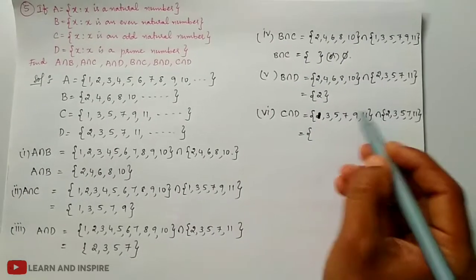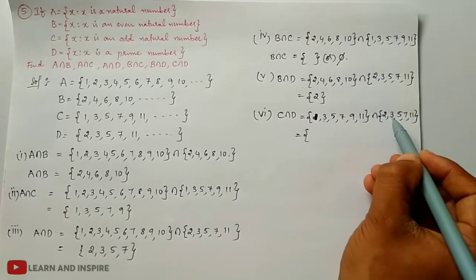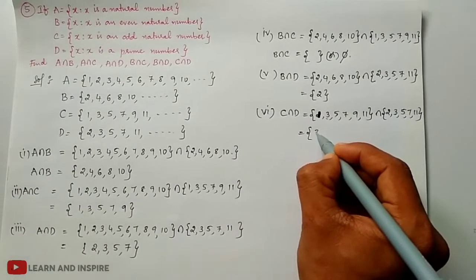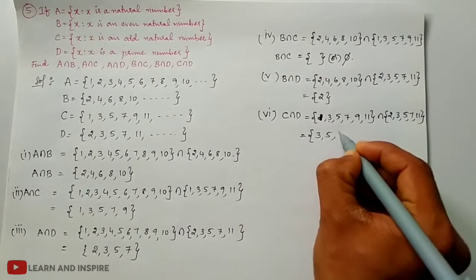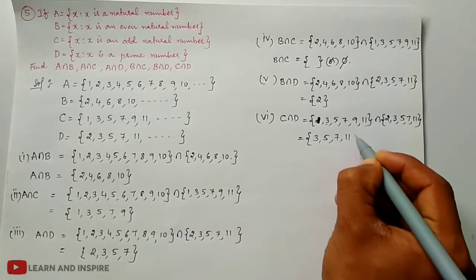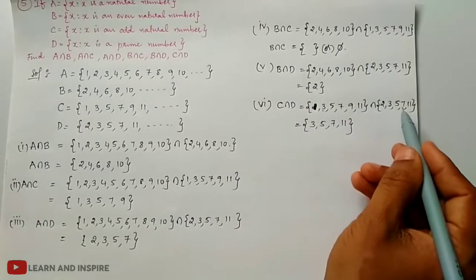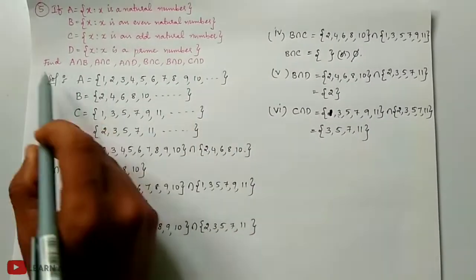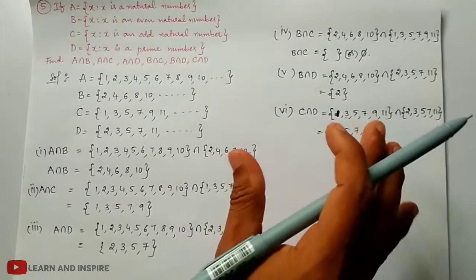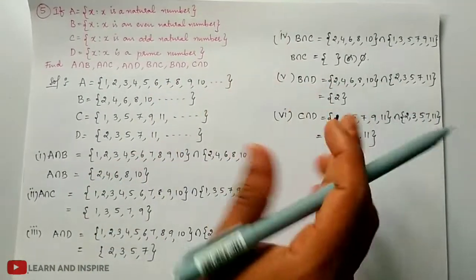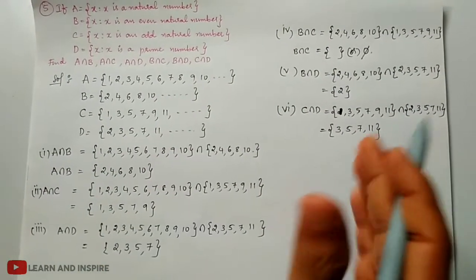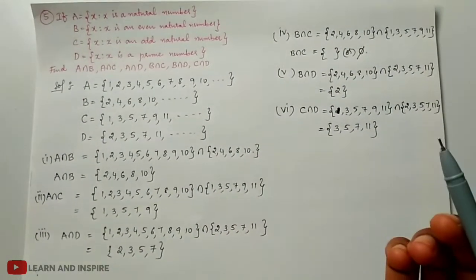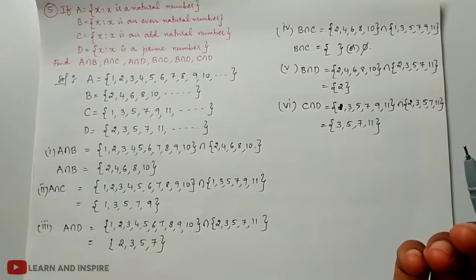Now what are the common elements? So 3, 5, 7 and 11. These are the common elements in the first set and second set. Understood? So all the problems are based on the intersection of sets. Intersection of sets is nothing but the common elements in the first and second set. So we have to identify the common elements in both the sets. Okay, so let's move on to the sixth question.